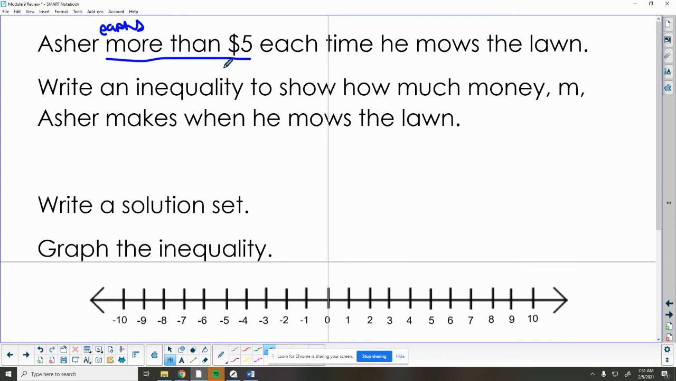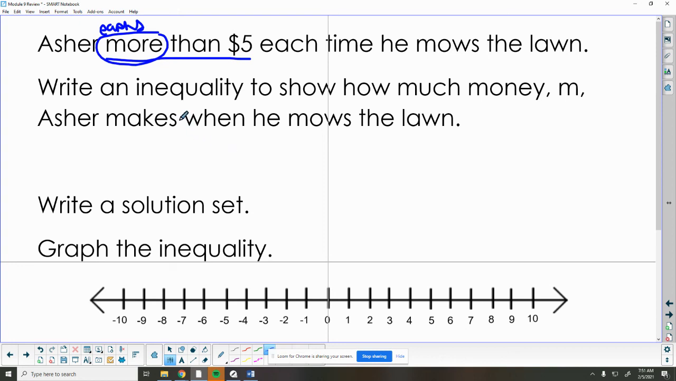Could he earn $5? No, because it says here he earns more than 5. And 5 is equal to 5. He has to earn more than 5. So we do not want an equal sign in this inequality.